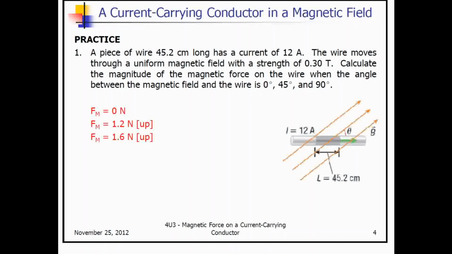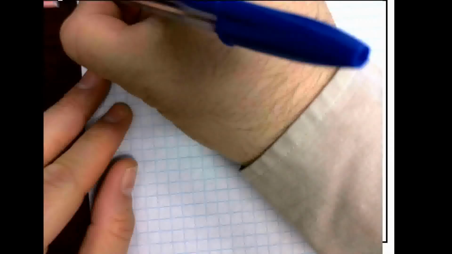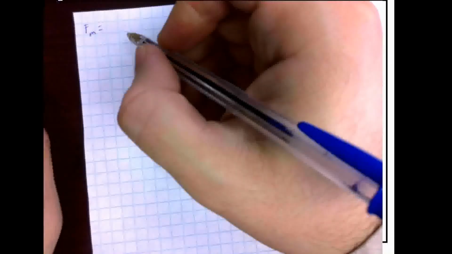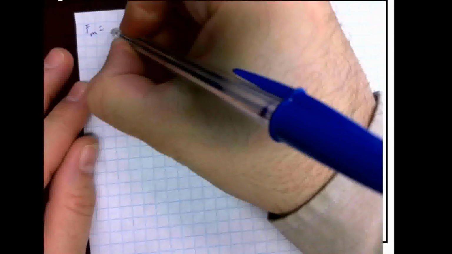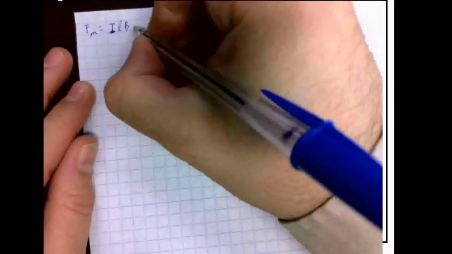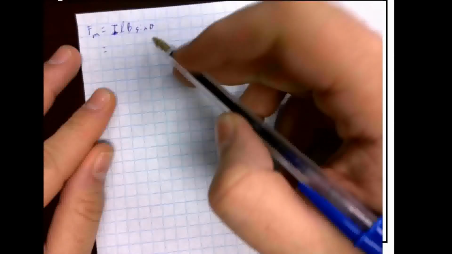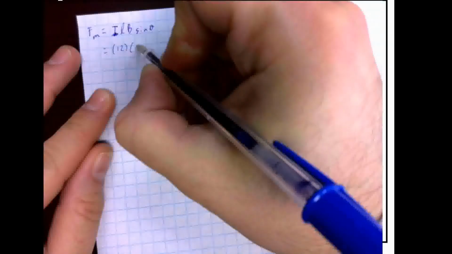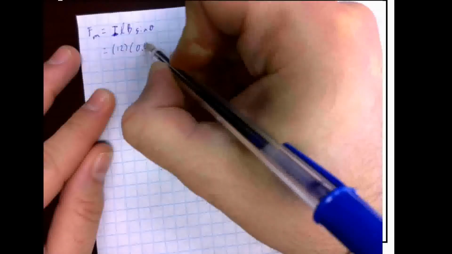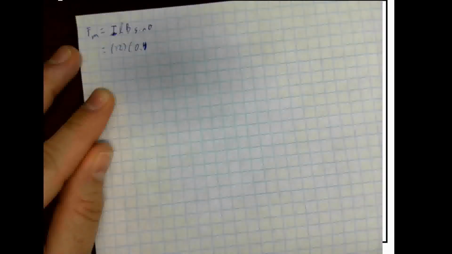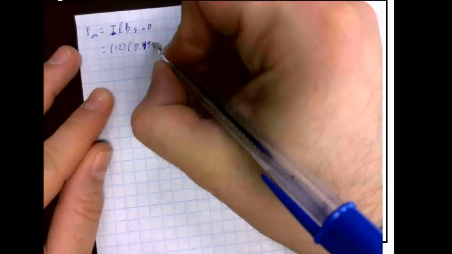So let's first write down the equation. It's FM equals, not Q, but I in this case, L, B sine theta. And these values are all going to be the same. The only one that's going to change is the sine theta. So I'll substitute the I in, which is 12, the L, which is 0.452. So 45.2 centimeters.